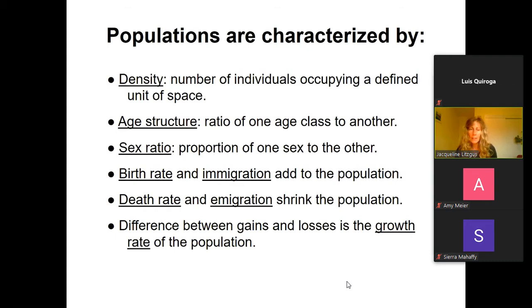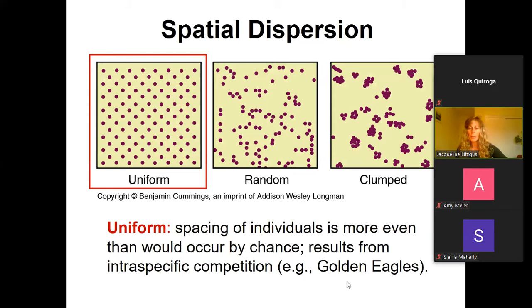So this idea that it's not all continuously distributed within a geographic range leads to an idea called spatial dispersion, which is what we're going to talk about today. And so spatial dispersion is how individuals are dispersed or distributed across the space, so across the environment, across the landscape. So how are they dispersed across that space? And there's three general patterns of spatial dispersion. There's uniform, random, and clumped.